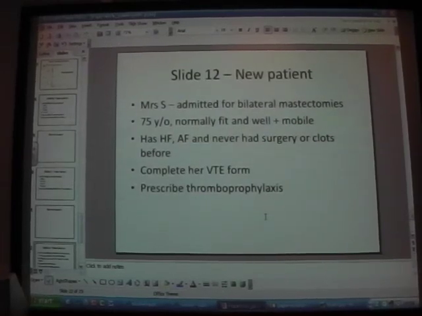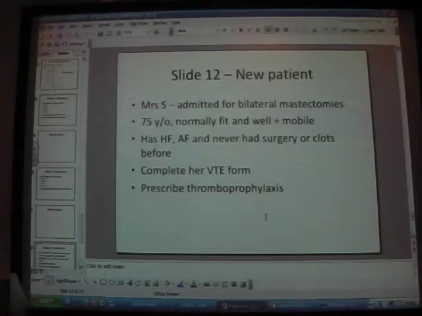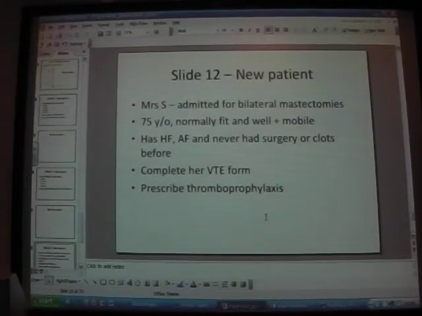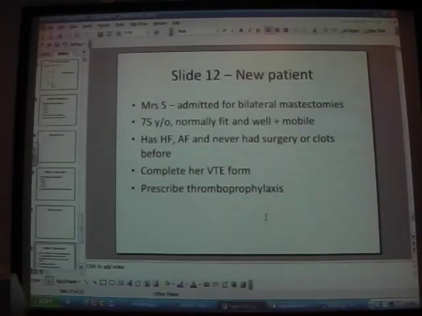Right, now we're moving on to the VTE forms. They're like blue and white forms. Okay, Mrs. S admitted for bilateral mastectomy, 75-year-old lady, normally fit and well and mobile at home. Her past medical history of heart failure, AF. She's never had surgery or clots before. Fill out the VTE form and then prescribe some thromboprophylaxis.